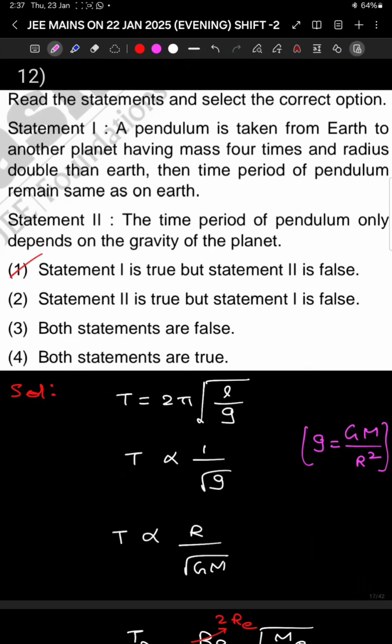Next question. Here a pendulum is taken from Earth to another planet having mass 4 times and radius double that of Earth. Then the time period of pendulum remains same they told. Let us check that one. Time period of simple pendulum formula 2 pi root of L by g. Time period is inversely proportional to square root of g. g formula GM by capital R square. Substitute g value here. You will get relation between time period and mass and radius of the planet.